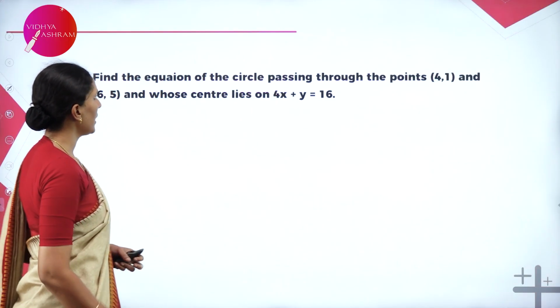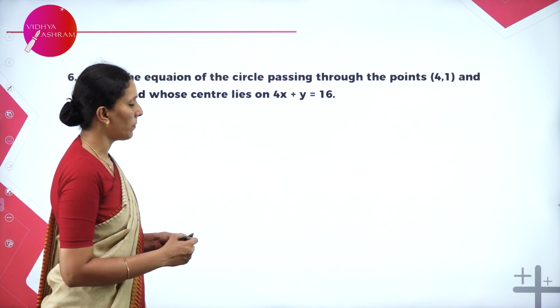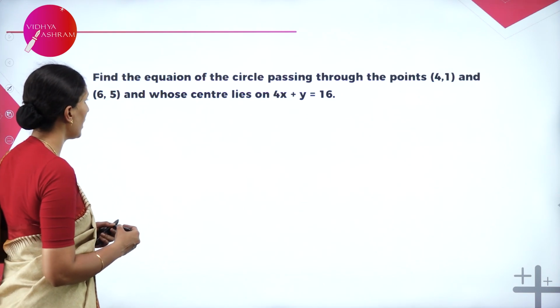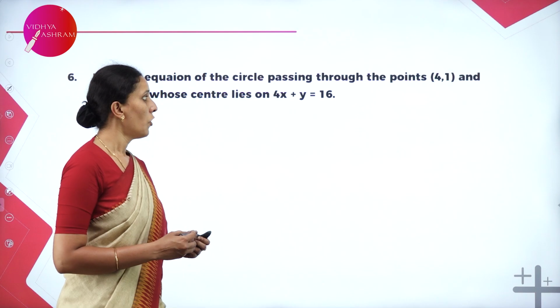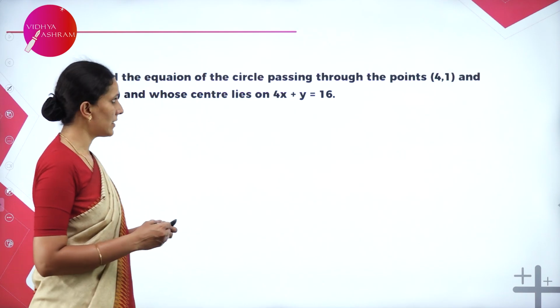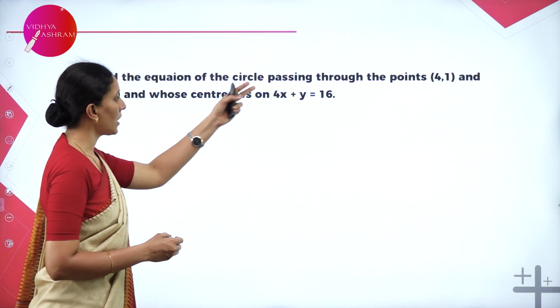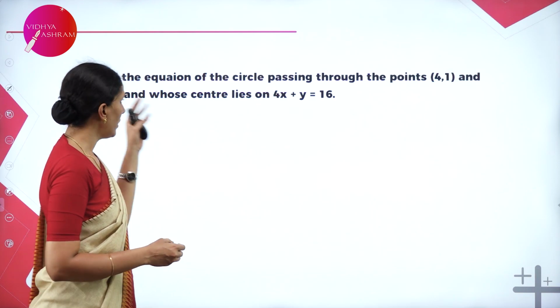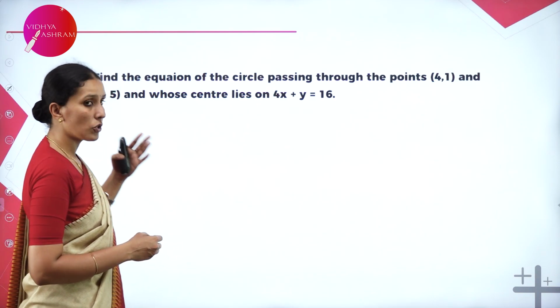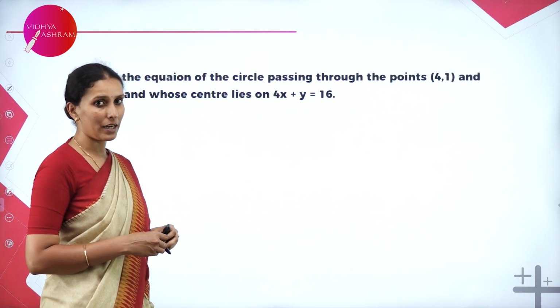Next, find the equation of the circle passing through the points (4, 1) and (6, 5) and whose center lies on the line 4x plus y is equal to 16. We can also use the equation of the line to combine with the other two equations, or we can also use the method of simultaneous linear equations.